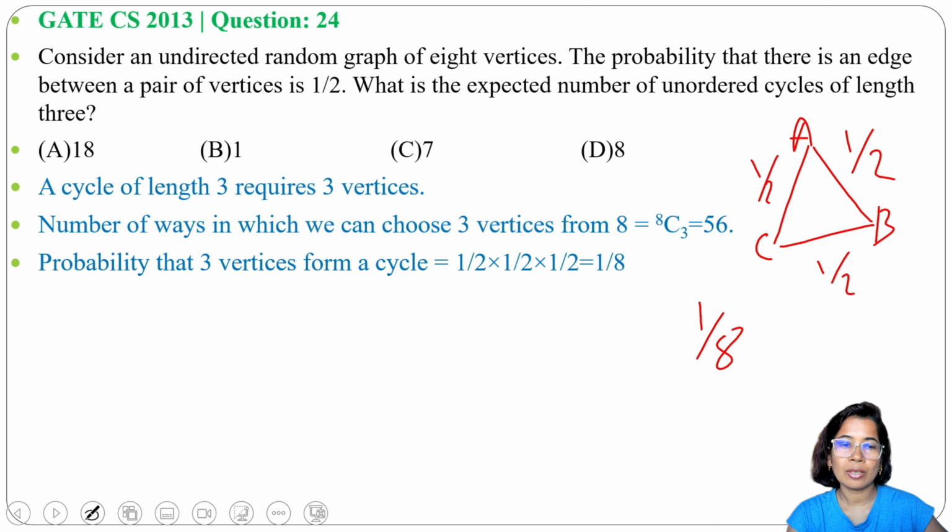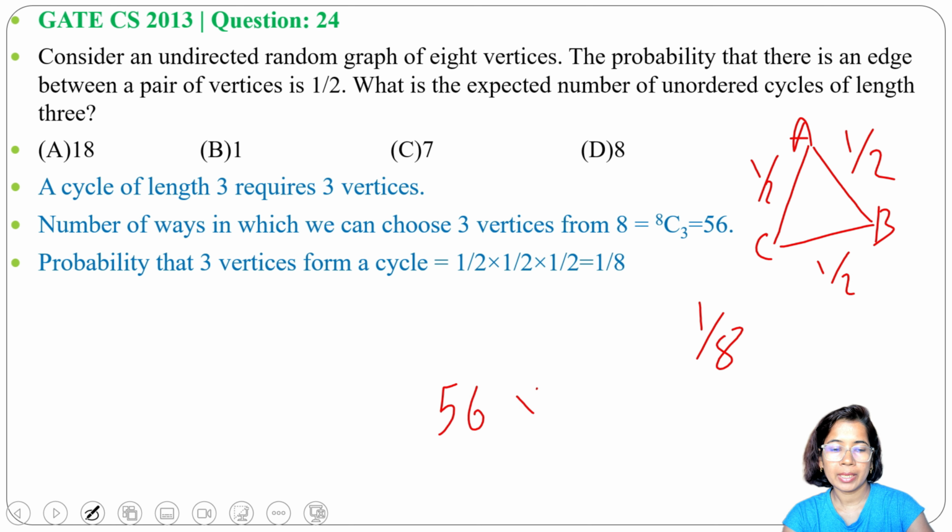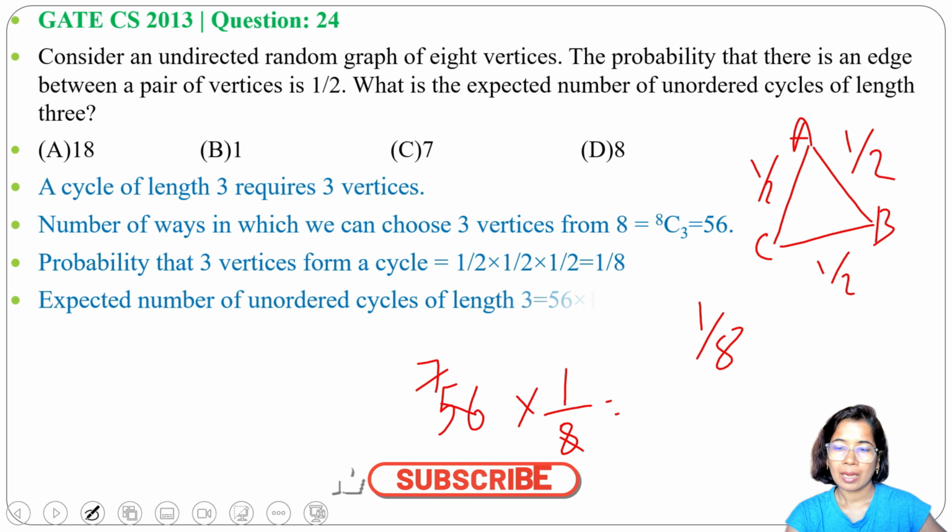So the expected number of unordered cycles of length 3 equals 56 multiplied by 1 by 8. So 56 multiplied by 1 by 8 is 7. Answer will be 7.